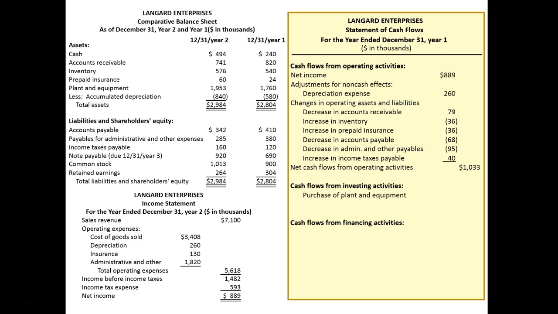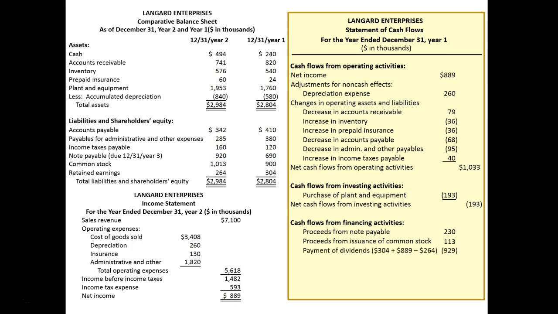The purchase of plant and equipment is a subtraction because we used up cash. And then proceeds from a note payable, that increases our cash, so we add that. Also, proceeds from an issuance of stock is an increase to our cash. Payment of dividends. We use up money when we pay out dividends.